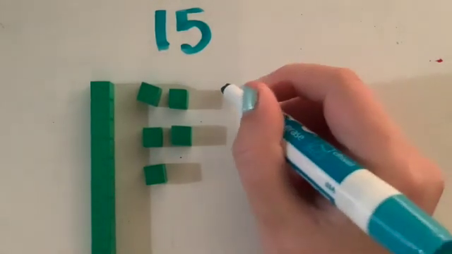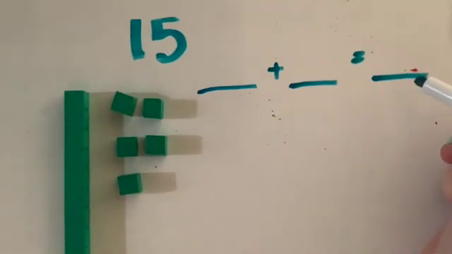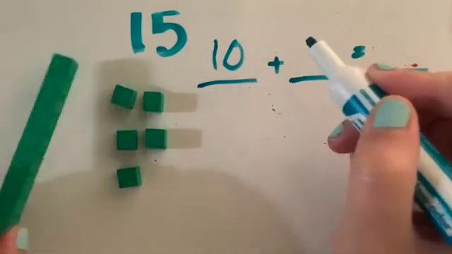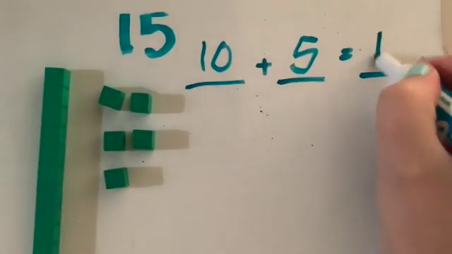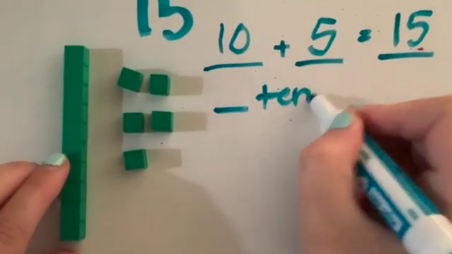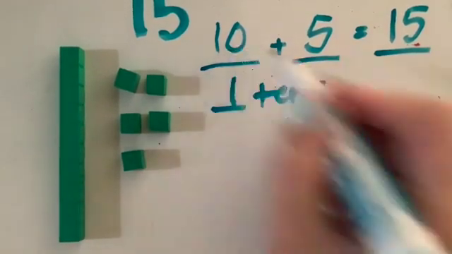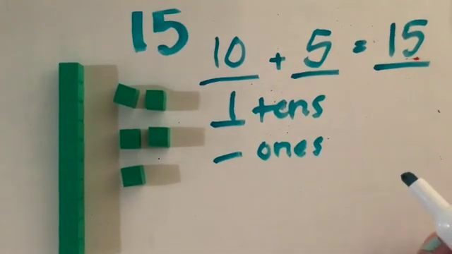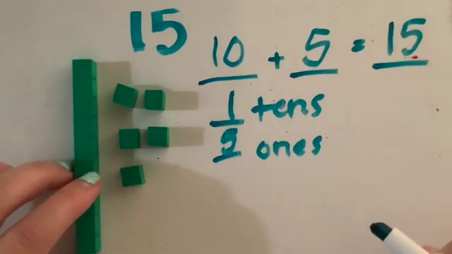So now this is showing us, go ahead and write this with me, our number sentence. 10, that's this, plus 5 equals 15. How many 10s do we have? We have 1 ten. So 1 ten is the same thing as the number 10. Same thing. And how many 1s do we have? We have 5 ones. And all together, we have 15.